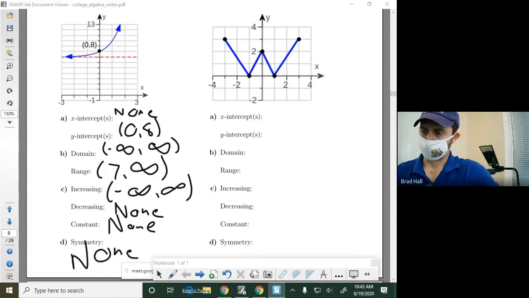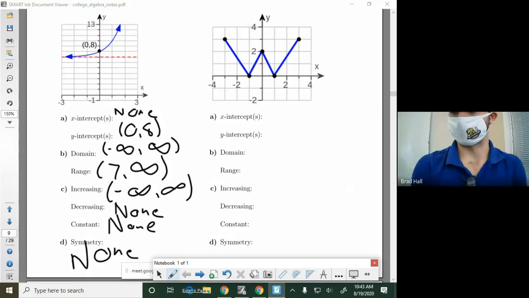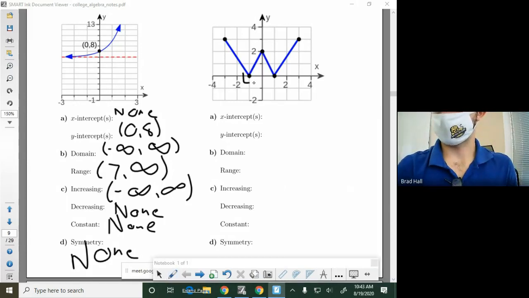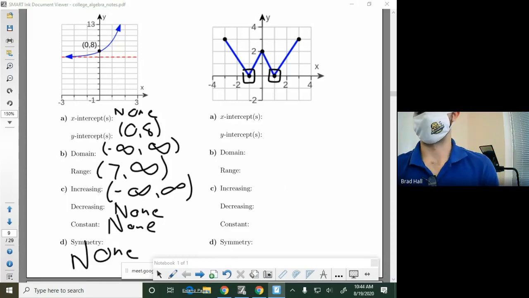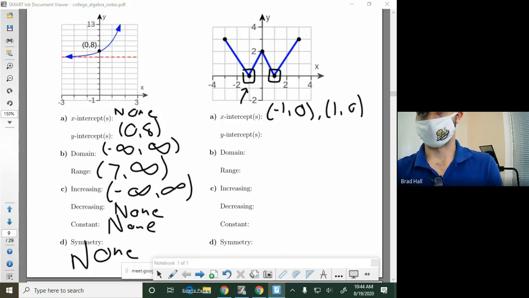Let's go through this W1 right quick. I'm running a little low on time, a few minutes left. So for this one, the x-intercepts, I see two of them. It's where the graph intersects the x-axis. We're going to go ahead and put ordered pairs. The leftmost point, we can just count and see that this is at (-1, 0). The other point is at (1, 0).